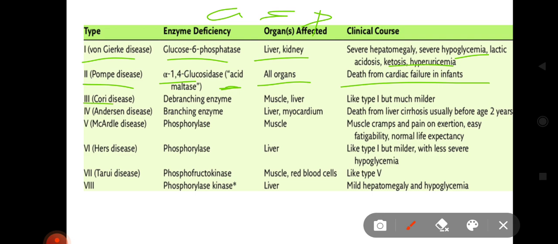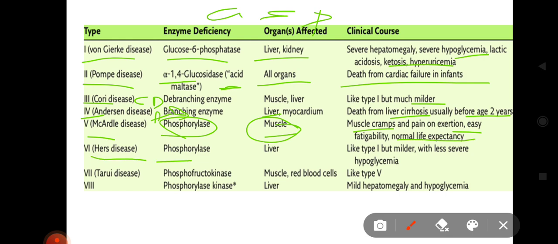The third is Cori disease, and remember CD, C for Cori, and the deficient enzyme is the debranching enzyme. Muscle and liver are involved like type 1 but much milder. Type 4 is Andersen. For this remember AB, that is Andersen for branching enzyme, and liver and myocardium are involved, with death from liver cirrhosis usually before the age of 2 years. Fifth is McArdle disease, where muscle phosphorylase deficiency is seen. The organ affected is muscle, with cramps and pain on exertion, easy fatigability, but the life expectancy is normal.